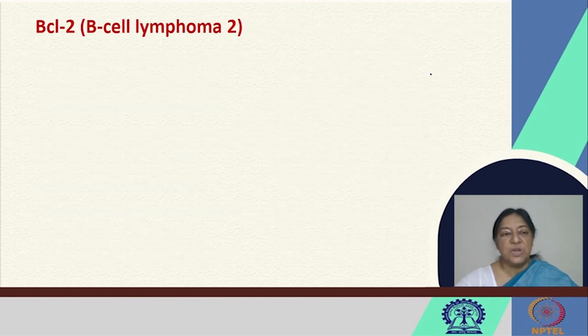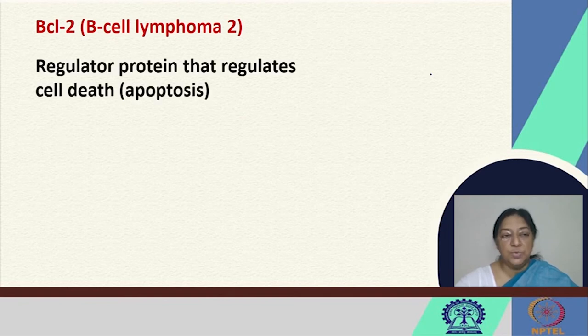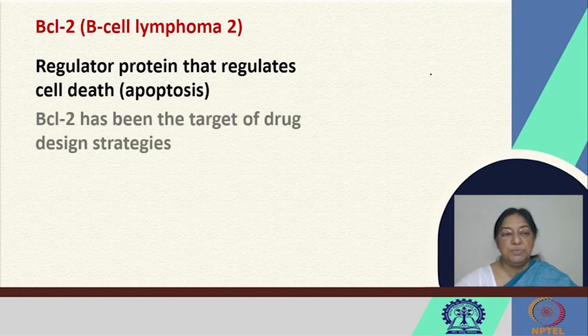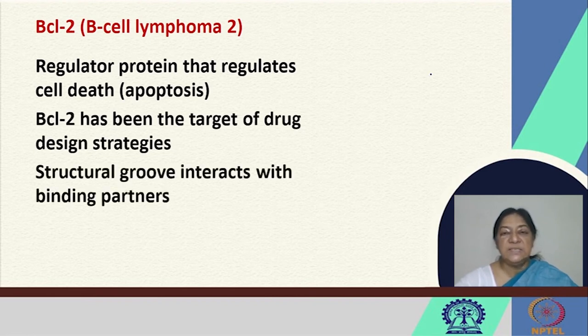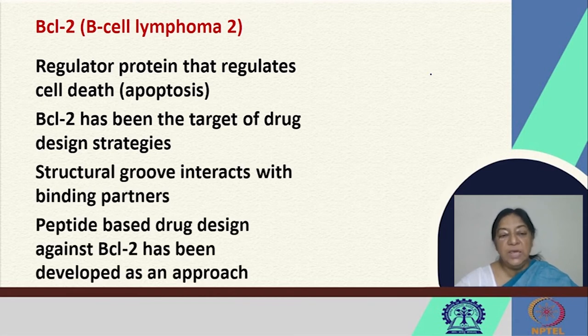So when we look at this stapled peptide, we look at the stapled peptide binding to the estrogen receptor in this particular structure. In the BCL2, the B-cell lymphoma 2, this is a regulator protein that regulates cell death, that is apoptosis. This has been the target also of drug design strategies. In this case, there is a structural groove that interacts with the binding partners. So taking cue from the type of binding partners that could be involved in interaction with the groove, there are peptide-based drug design approaches to this BCL2 that have been developed.